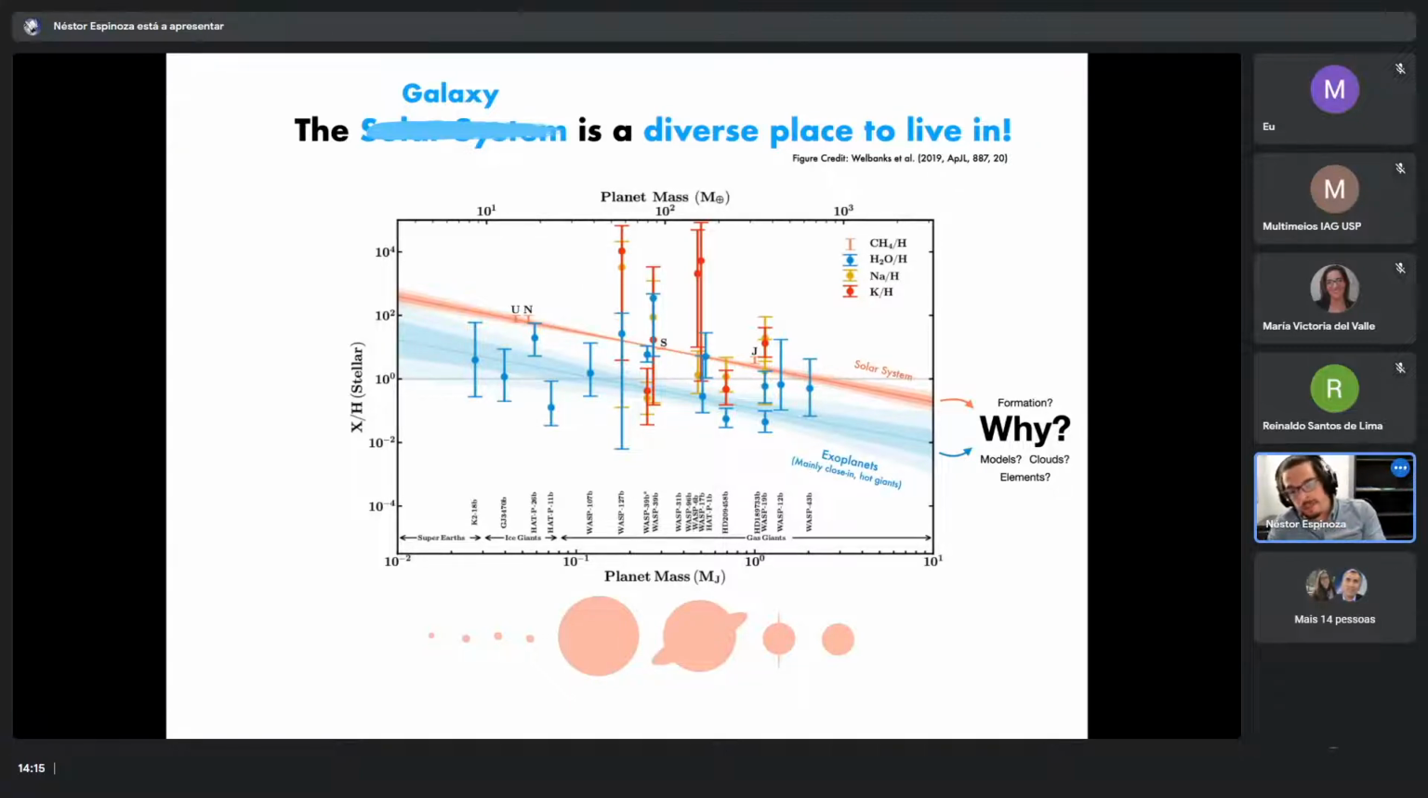Could it be our models as well? Maybe we're messing up our models for characterizing the atmospheres of these planets. Could it be clouds as well?